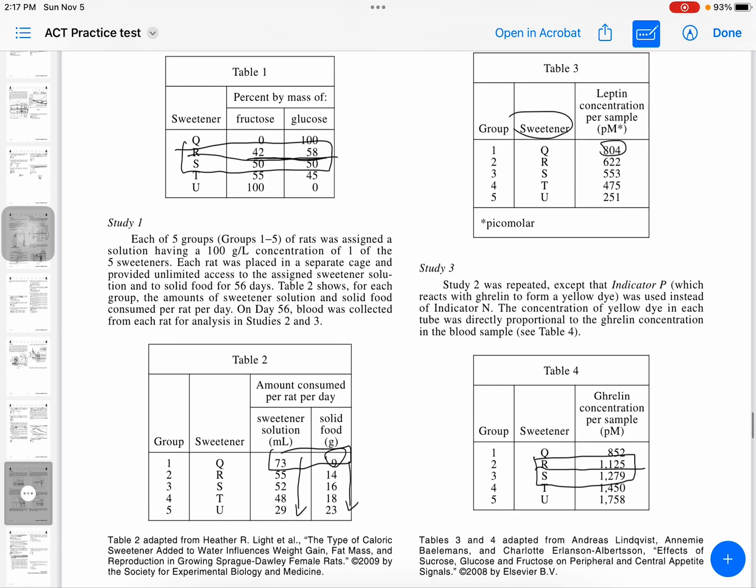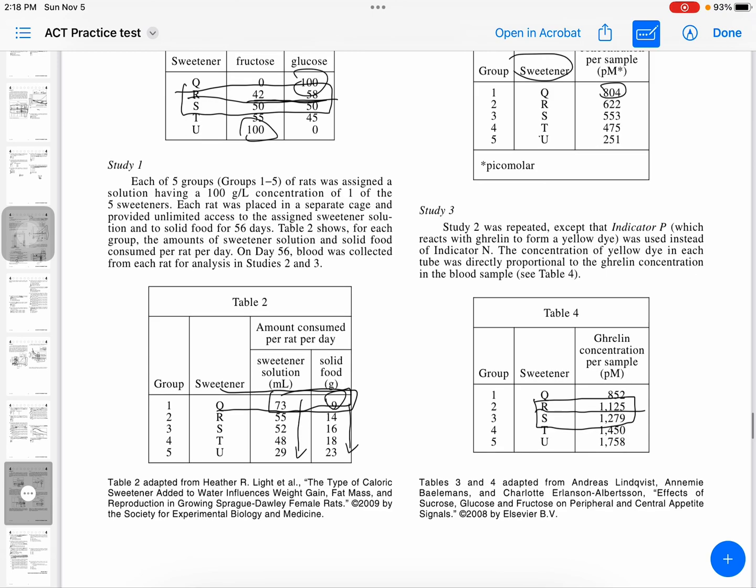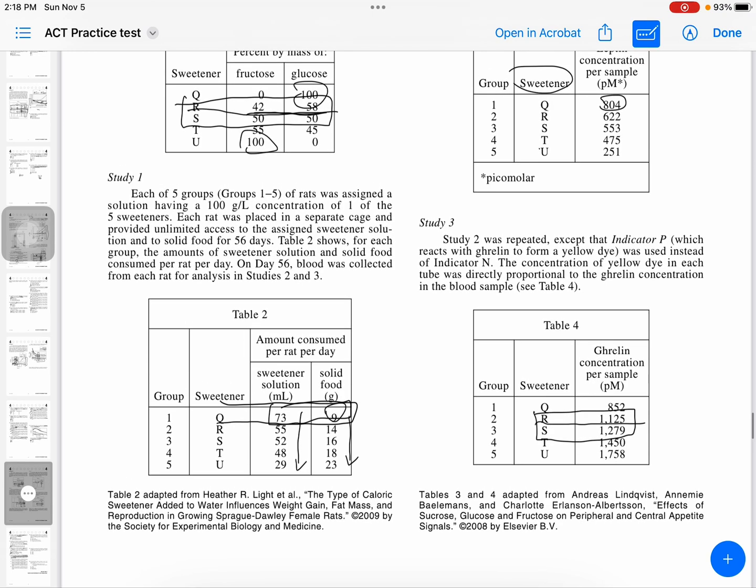Oh, wait. Fructose. Okay. Oh my goodness. Sweetener solution. Okay. So, my bad. So the rats consumed more of Q than they consumed of U. And so they consumed the glucose. They preferred the glucose over the fructose. And so glucose, more leptin, fructose, less leptin. And so they consumed more.